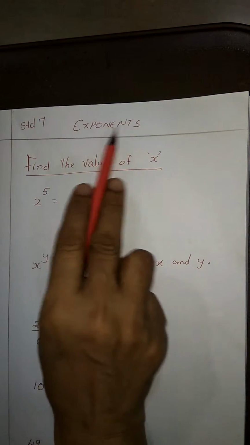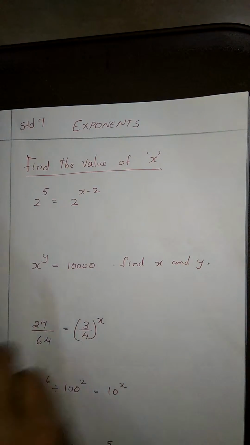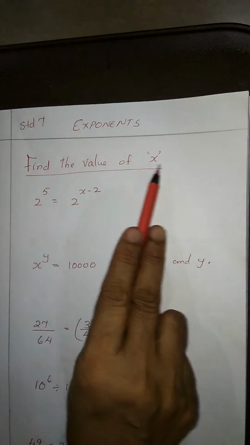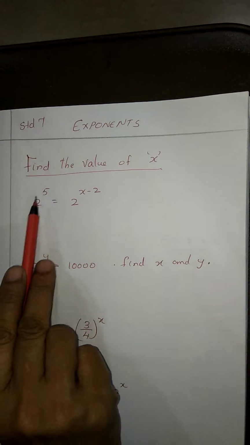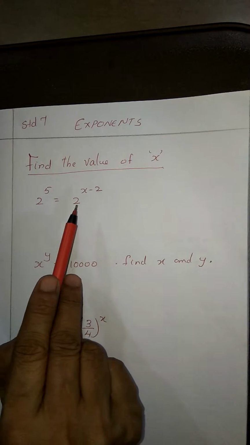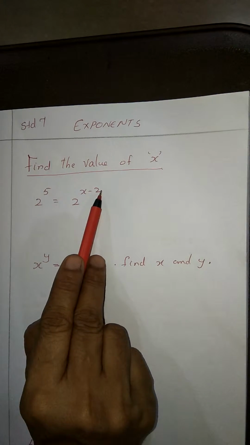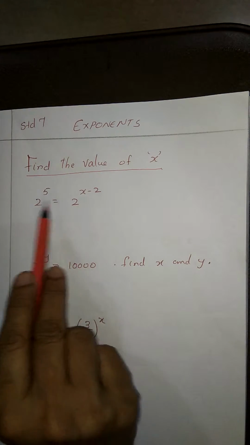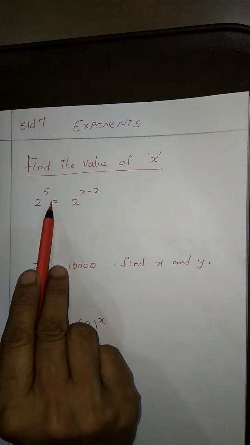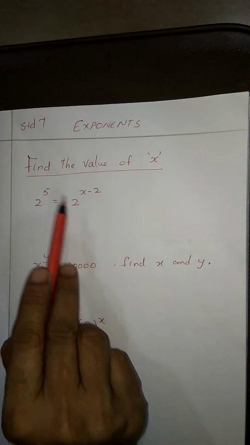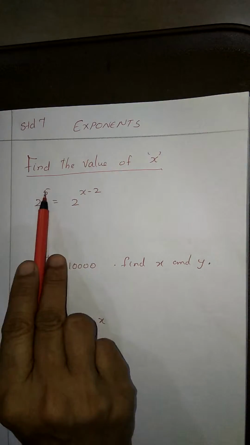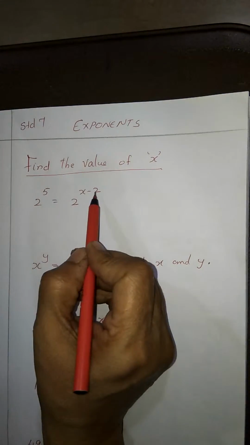The chapter is Exponents for Standard 7. Here we are going to find the value of x. So this is 2 to the power of 5 is equal to 2 to the power of x minus 2. When the bases are same, the powers have to be same. So we can equate the powers.